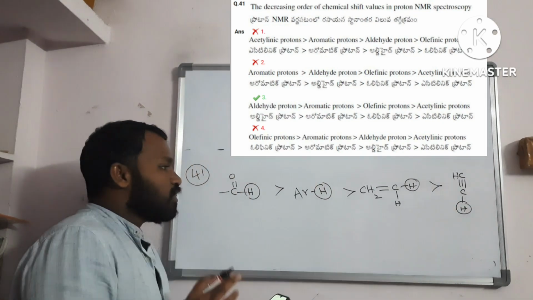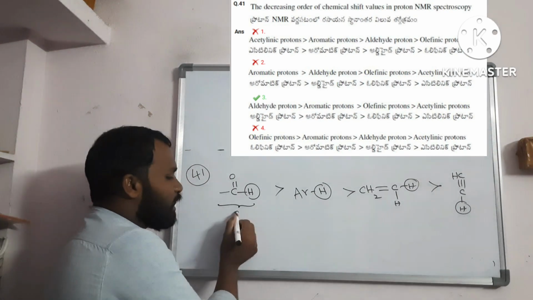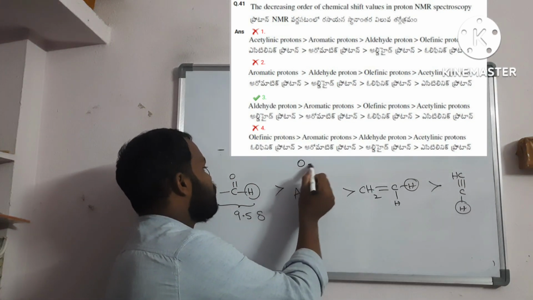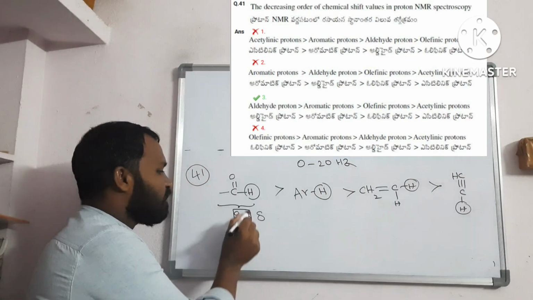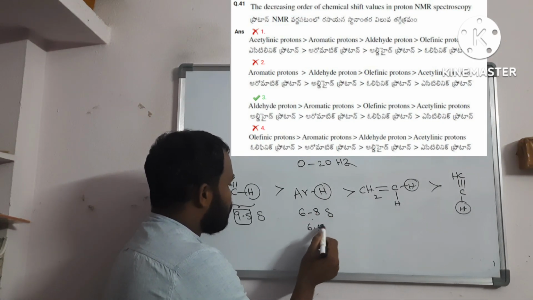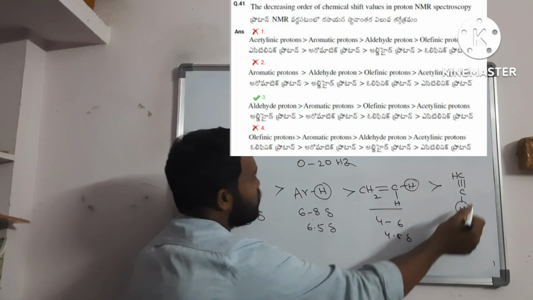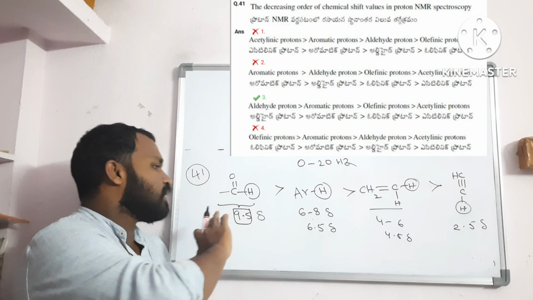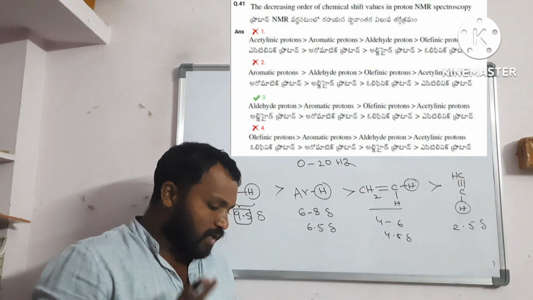In NMR, the chemical shift value of an aldehyde is very high, around 9.5 del. The chemical shift values vary from 0 to 20. So aldehyde is 9.5 del, aromatic is almost 6 to 8 del, roughly around 6.5 del, olefinic is around 4 to 6 del, and acetylene is around 2.5 del. So by seeing the options, aldehyde protons have the higher chemical shift. Only one option matches, option number 3.